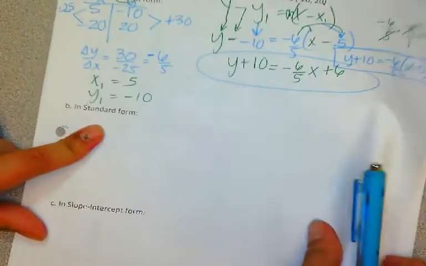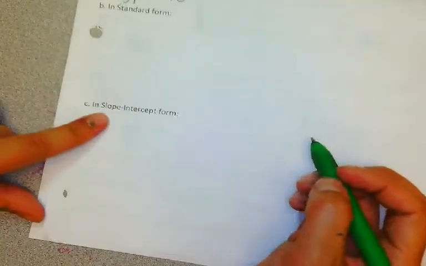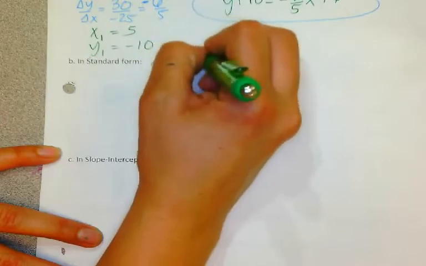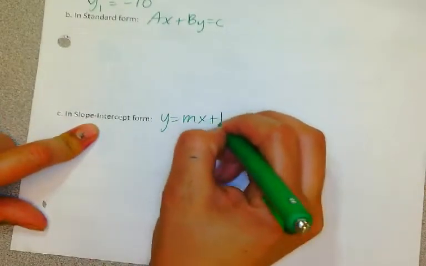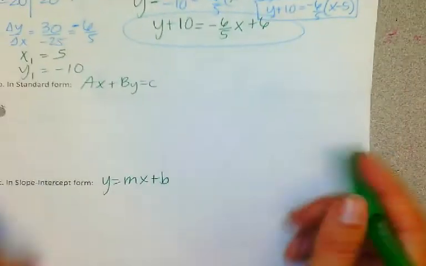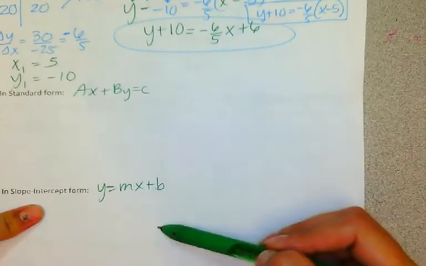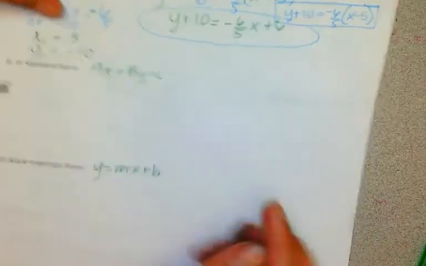Over here, they want it in standard form. So I'll pick it up where I left it off. And then over here, I want it in slope intercept. So standard is ax plus by equals c, and slope intercept is y equals mx plus b. Okay? Same point, same equation. I'm going to start first with c, because where I left it off over here, it's easier to go to c than to go to b from here. Okay, so I'm going to start with that.